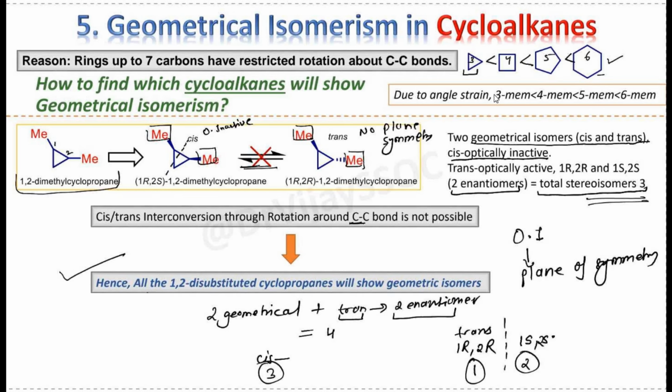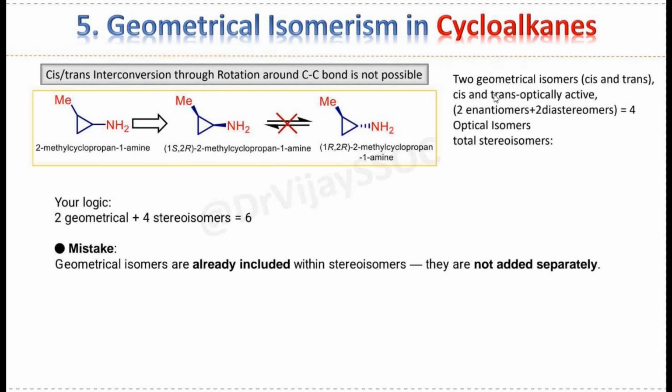Now let's move forward. If you have such a system in which, let's say, this one is 1, this is 2, and both substituents are different, in such a case, this is cis when these groups are on the same side, and this you can call trans because methyl is opposite to the amine group. These are also not interconvertible into each other because of the restricted rotation, and hence you have 2 geometrical isomers for these compounds. Now what about optical isomers?